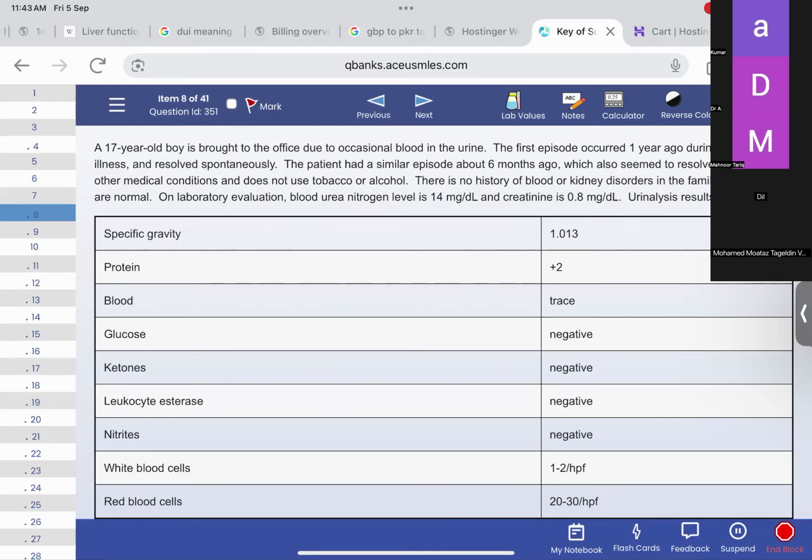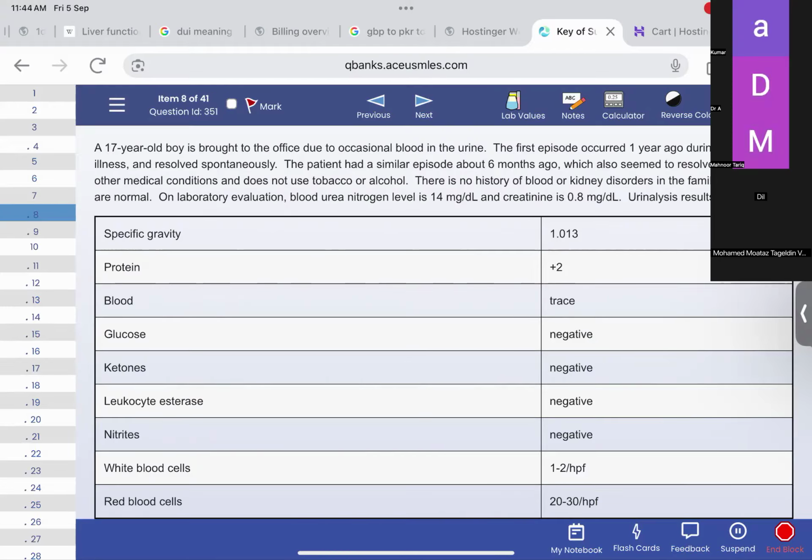A 17-year-old boy is brought to the office due to occasional blood in the urine. The first episode occurred 1 year ago during a flu-like illness and resolved spontaneously. He had a similar episode about 6 months ago, which seemed to resolve. He has no other medical condition and does not use tobacco or alcohol, no history of blood or kidney disorders in the family. Vital signs normal. Blood urea nitrogen is 14 and creatinine is 0.8. Urine analysis is given. Specific gravity is 1.013. Protein is 2 plus.